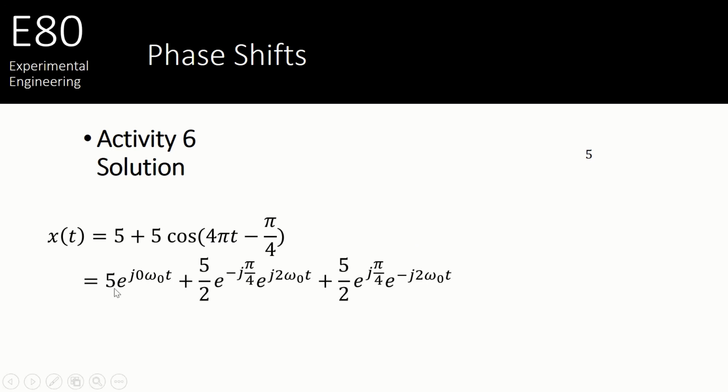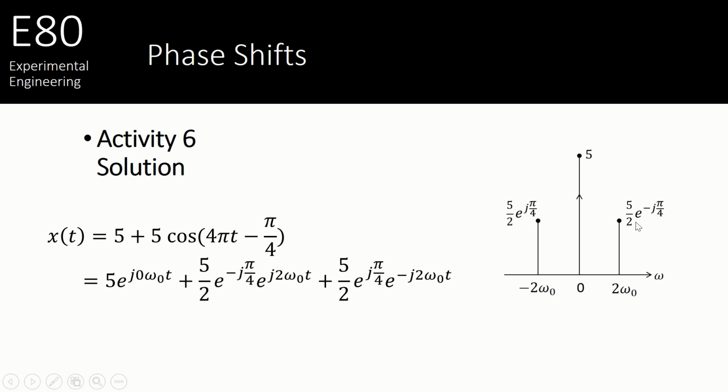Let's take that function, break it out like I just suggested, into 5e to the j 0 omega naught t, which may seem a little pedantic, but it is there to reinforce that each one of these terms can be broken out into a complex exponential. The corresponding stem plot is going to have one stem for each term here. And the first term has a magnitude of 5, and it's got a frequency of 0. There it is. The next two terms correspond to frequencies of 2 omega naught and negative 2 omega naught.